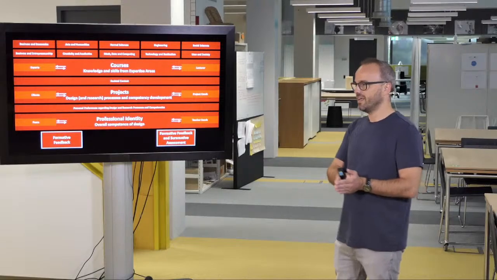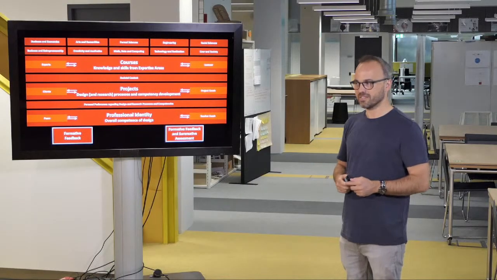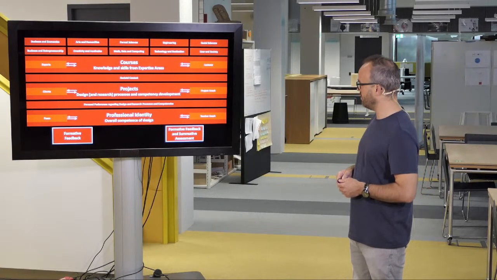And summative feedback is basically an assessment, because at some point in the program, we also need to say if you're up to the level or not. And this is basically when we take a decision if you pass or fail a course. And this is mainly, or in the end, what lecturers, project coaches, and teacher coaches do throughout the program at a few instances. So at the end of the project, at the end of the course, and at the end of your first year, and also at the end of your bachelor, at the end of your master, they have to take a decision on your development.